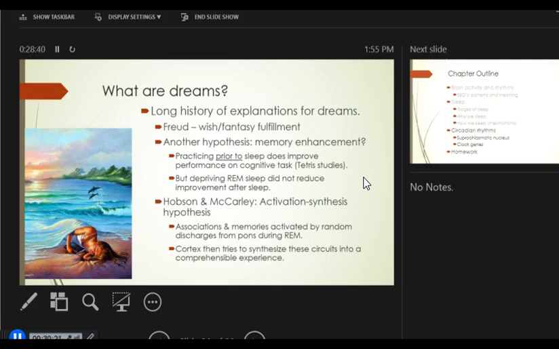One thing they found is that some of the people in one of these studies that I saw would report dreams of blocks coming down, and they're trying to manipulate them in their dreams. So maybe there was some argument that the dreams were somehow involved in memory enhancement.